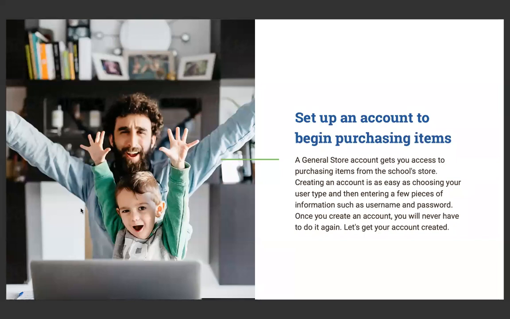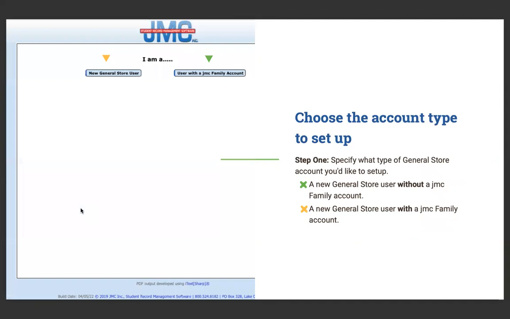So the idea here is that families who are not in your school will be able to come to the general store, because families who are already in your school will be able to use their existing JMC username and password. But this is for aunts, uncles, somebody who's in the community who wants to set up that store. When they come to your general store, they'll specify what type of general store account they'd like to set up. Are they a new general store user, or a user with a JMC family account?